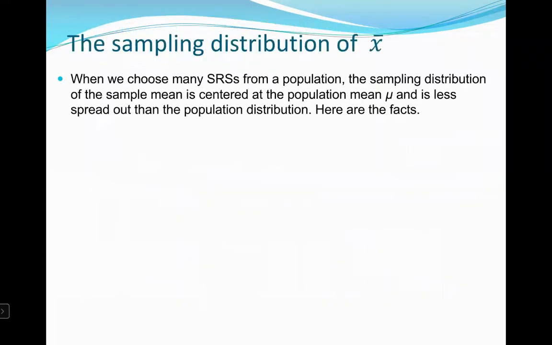The sampling distribution of X bar. When we choose many SRSs, simple random samples, from a population, the sampling distribution of the sample mean is centered at the population mean mu and is less spread out than the population distribution. Here are the facts.